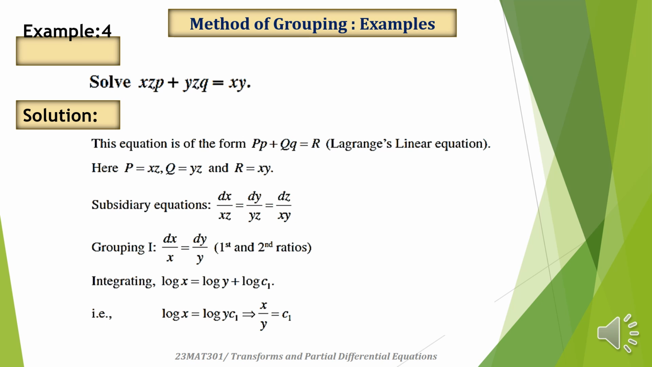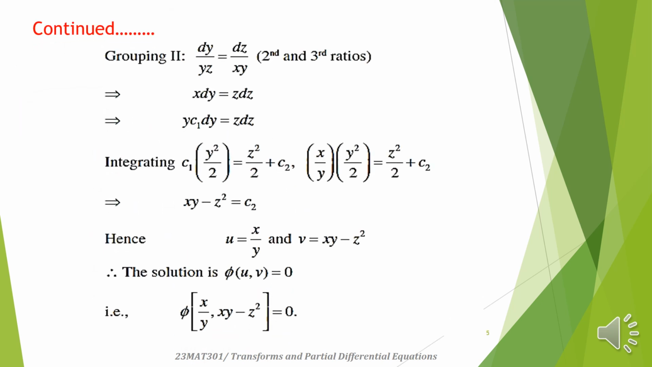So log x is equal to log y plus log c1. Log y plus log c1 becomes log y c1, and then log x equal to log y c1. So log x minus log y is equal to log c1, you will get log x by y is equal to log c1. So log and log get cancelled, and you will get x by y is equal to c1.